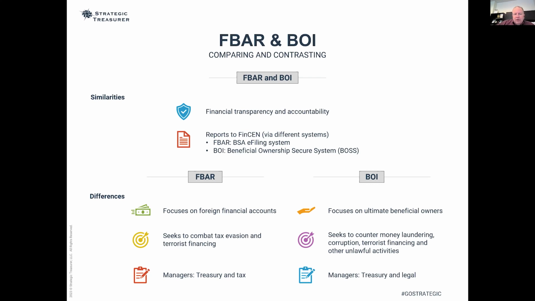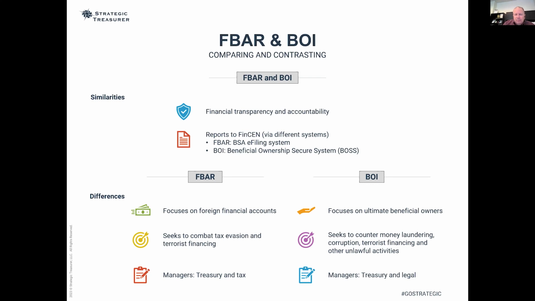So between FBAR and BOI, what are the differences? FBAR focuses on foreign bank accounts. A lot of people use the FBAR for foreign bank account reporting. There's a larger name for that, but if you have over a certain amount of money in foreign bank accounts, those require reporting. And that's heavily focused on tax evasion and grew in emphasis in the last 10 years due to terrorist financing, to make sure that the money trail would be captured or available to be found. Who manages that? That's Treasury and Tax.